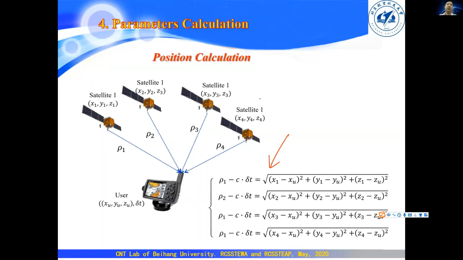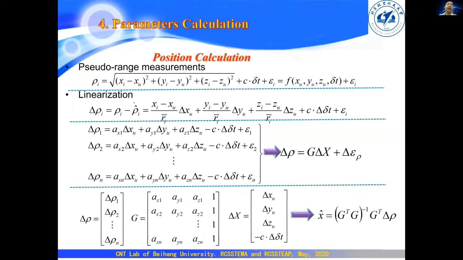What we need to do is to mathematically linearize the equations in a matrix format, and finally we will get this equation. The delta pseudo range equals to the delta x, and you use an iteration method, you will get the final x. That is x, y, z, and t.